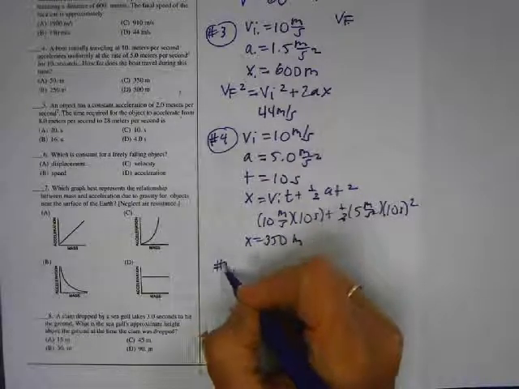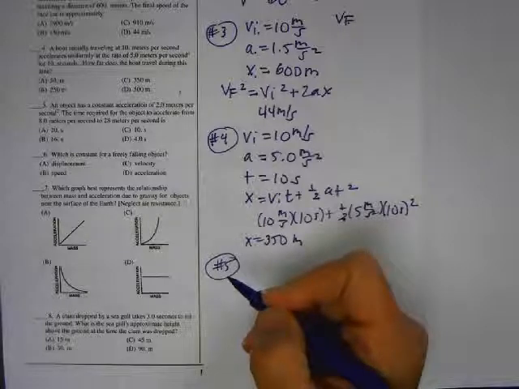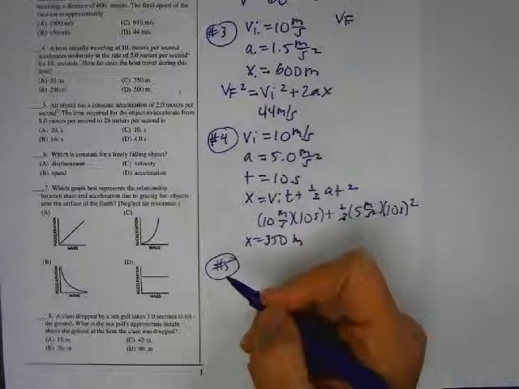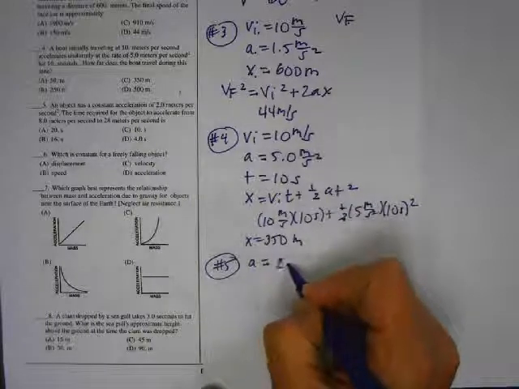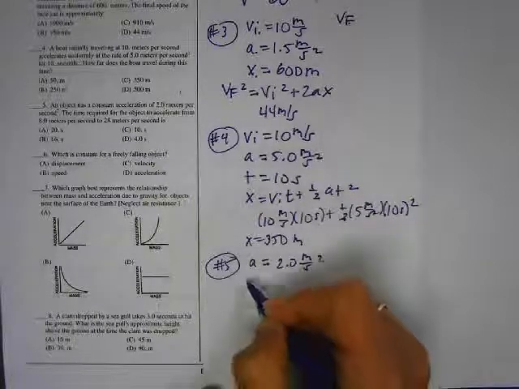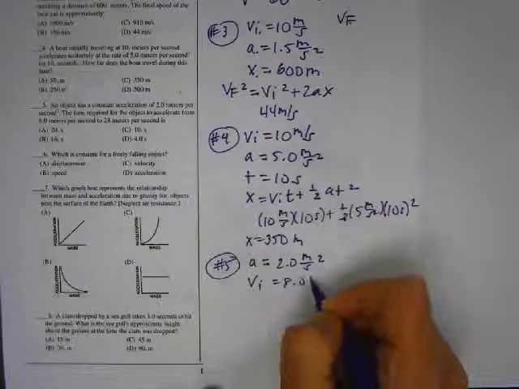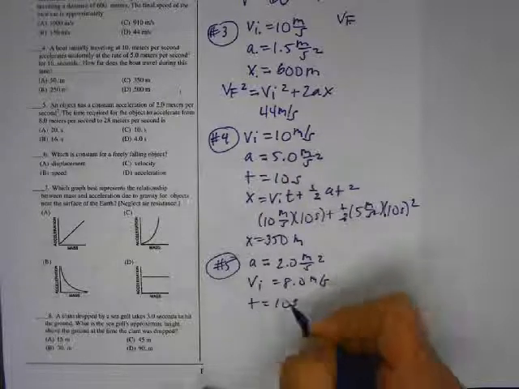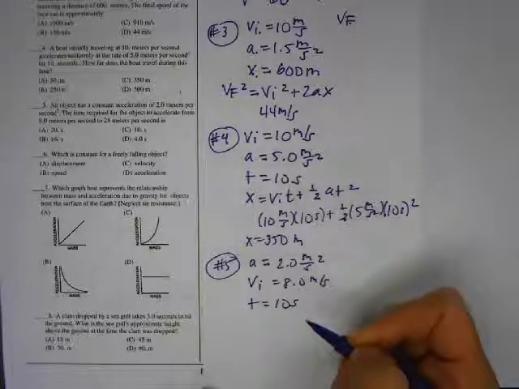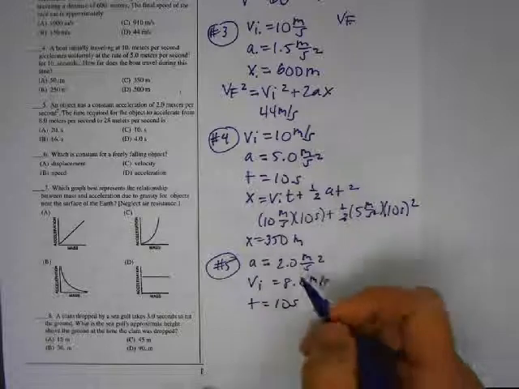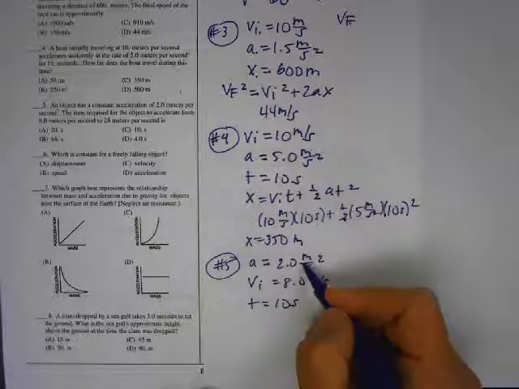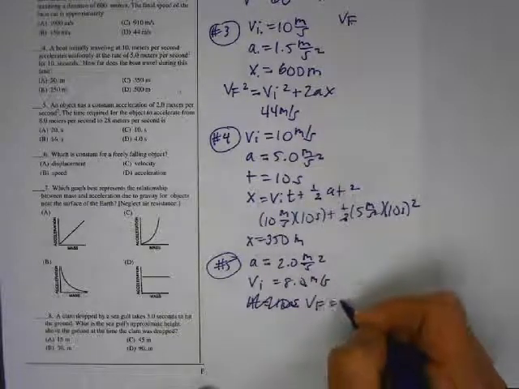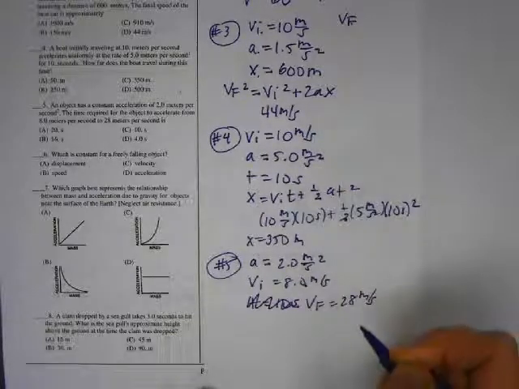Number 5. Number 5 says an object has a constant acceleration of 2 meters per second squared. So we see that A is equal to 2 meters per second squared, VI is equal to 8, and we see that t is equal to 10 seconds. Oops, that was number 4. All right, so number 5, A is 2 meters per second squared, VI is 8, and then the other thing they gave us was VF was equal to 28.